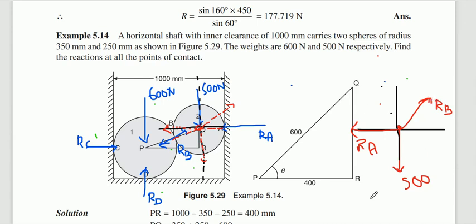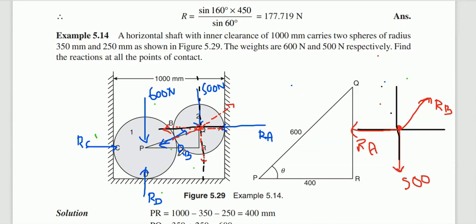Yes, is it clear how I have drawn the free body diagram of sphere 2? Yes? Are you following? Yes, ma'am. Yes, ma'am.